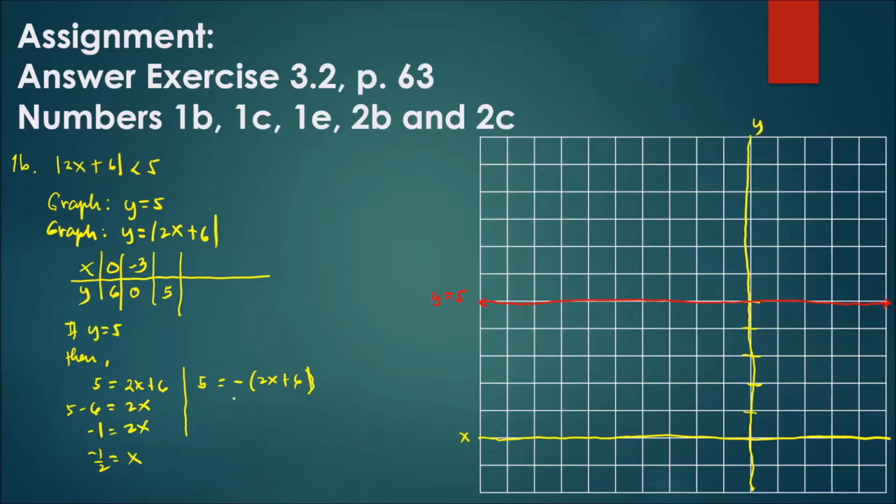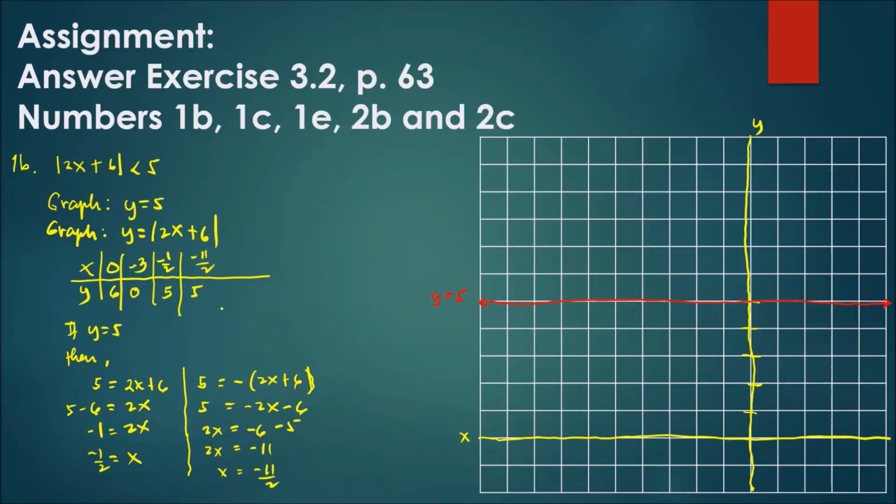Okay, then let's do this side. So we have 5 is equal to negative 2x minus 6, or 2x is equal to negative 6 minus 5, or 2x is equal to negative 11, or x is equal to negative 11 over 2. So we have two possibilities here. If y is 5, then x is negative 1/2. And if y is 5, then x is negative 11 over 2.